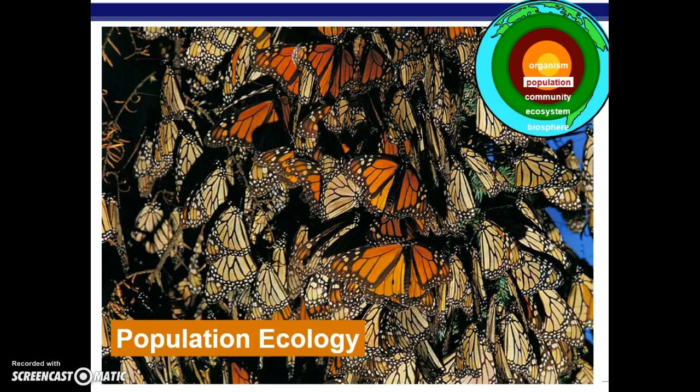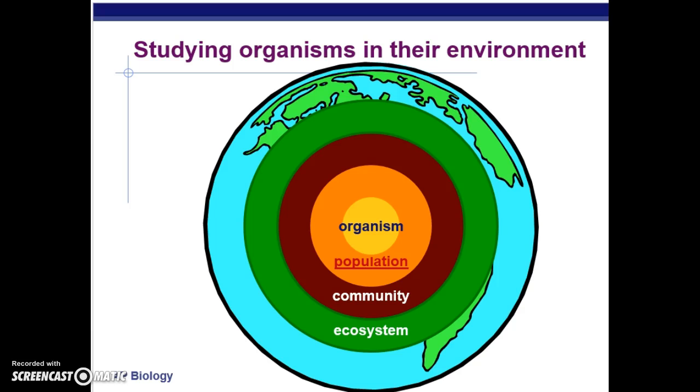So this is part one of chapter 53 on population ecology. As we begin, we want to take a look at where populations fit in the scheme of the different levels of organization and the environment. As you know, as a review, we start with the individual organism, and then groups of that organism make up a population. So this is our second level of organization in ecology.